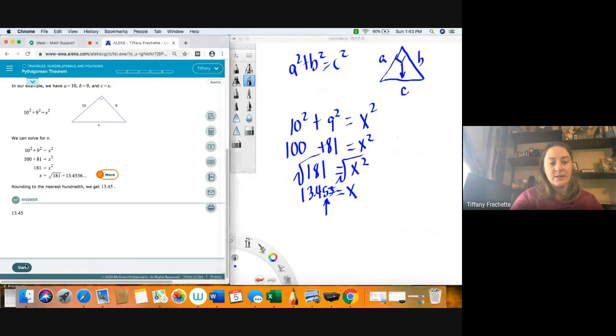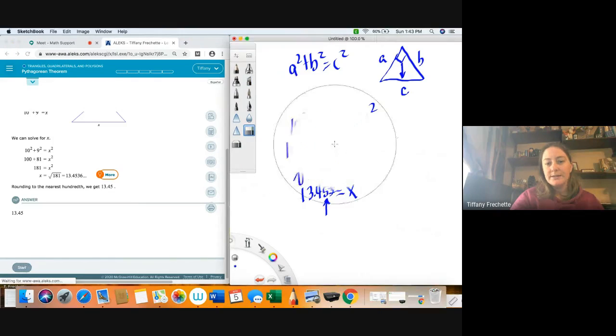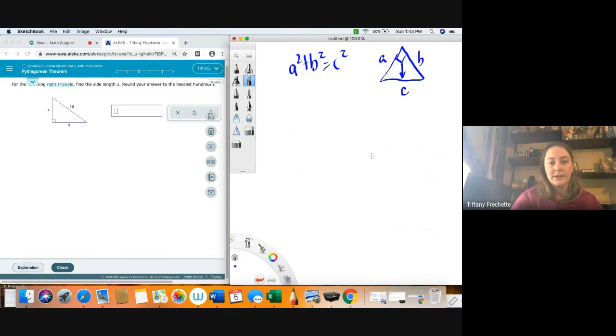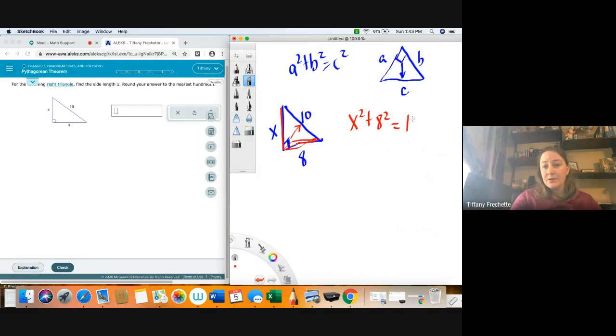Okay, so let's go ahead and get started here. I'm going to erase, hopefully just this. Perfect. Okay. So now we have something along these lines. We have x and 8, and we have 10. And remember, a and b are the ones that make this 90-degree angle. So the 2 lines that make this 90-degree angle are x and 8. This is my a and my b here. It's a little bit crooked on that one. So I have x squared plus 8 squared, and that's going to equal c, which is across from the right angle, so 10 squared.